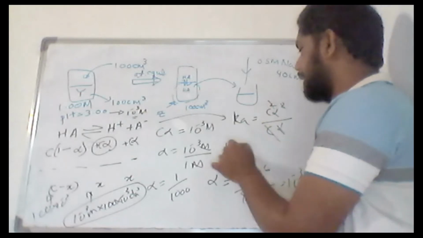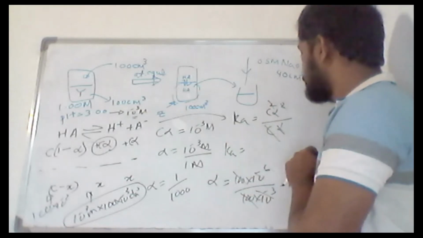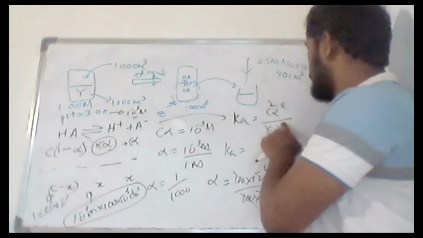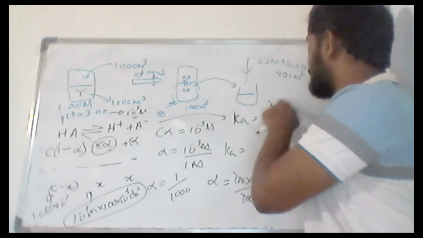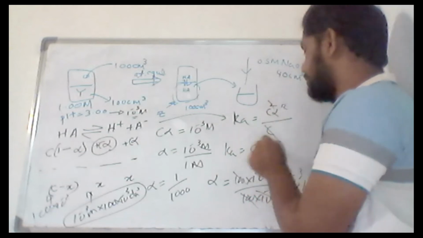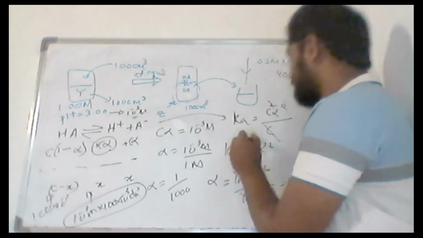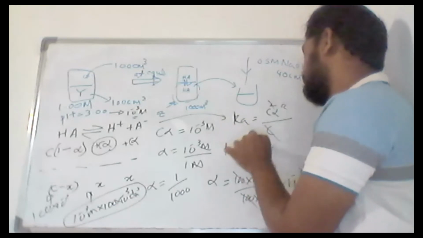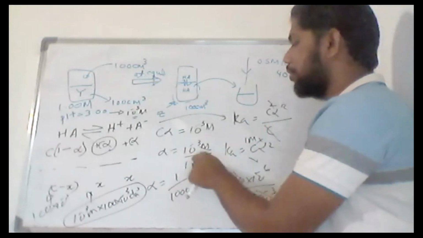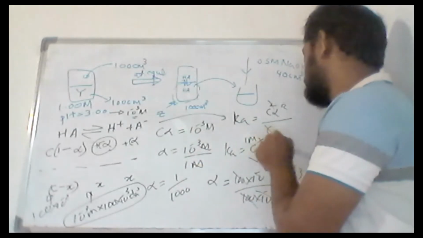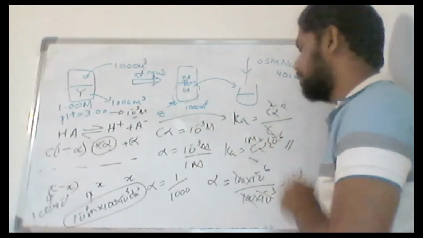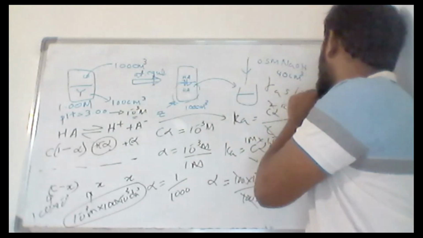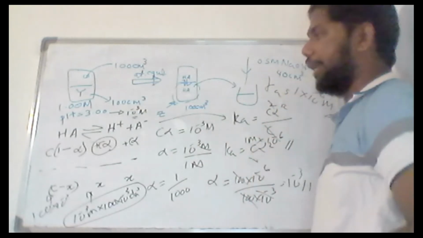So basically, Ka is equal to C alpha squared. So you know the concentration, that is 0.1 M. No, it's 1 M, the initial concentration. And now you know alpha is 10 to the power minus 3. So here it will be 10 to the power minus 6. So basically, Ka will be 1 into 10 to the power minus 6 M.